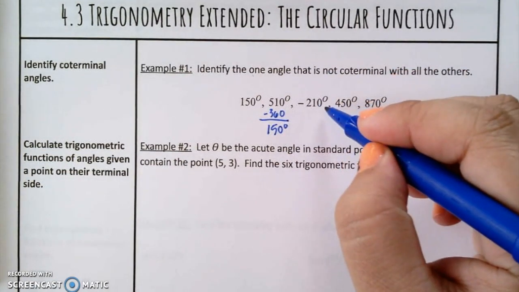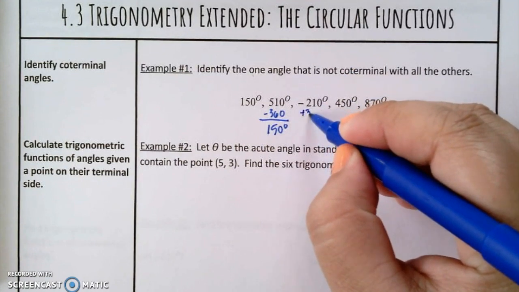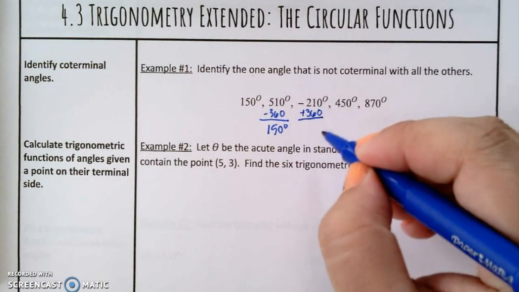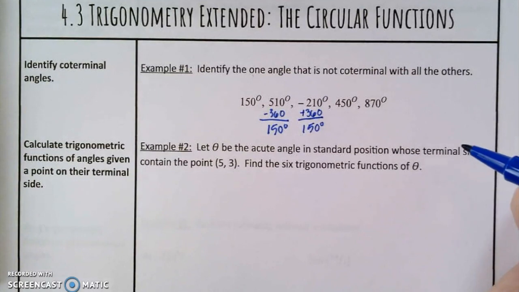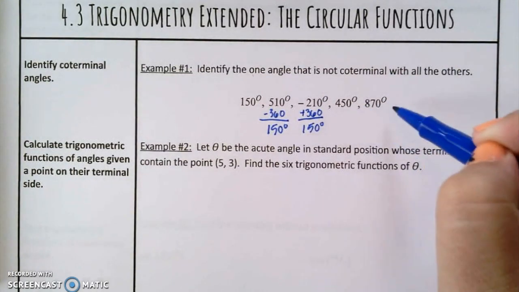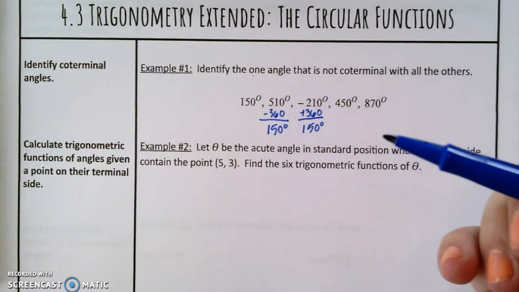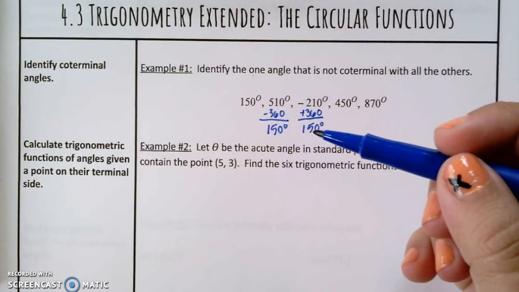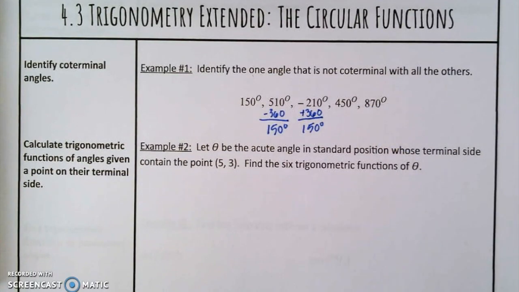For negative 210 degrees, it's negative, so we would like to add 360 to it. And when we do that calculation, we find that we also end up with 150 degrees. So all three of these angles are coterminal, and I will leave it to you to find out if the other two are also coterminal. Sometimes you have to add or subtract multiples of 360, so you might have to add or subtract 720 to one of these in order to find out if they are coterminal.